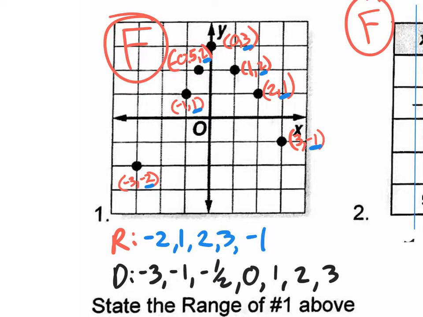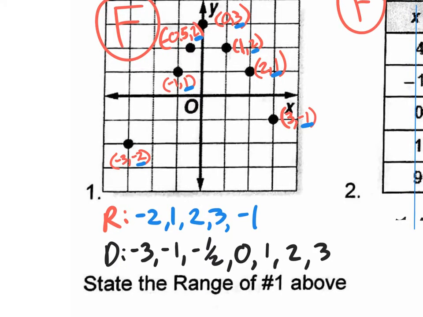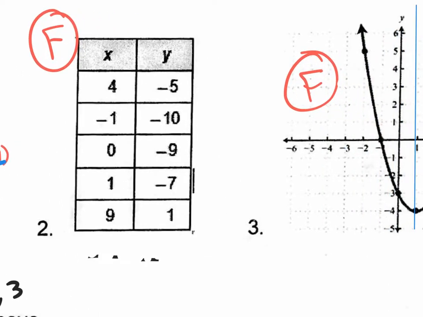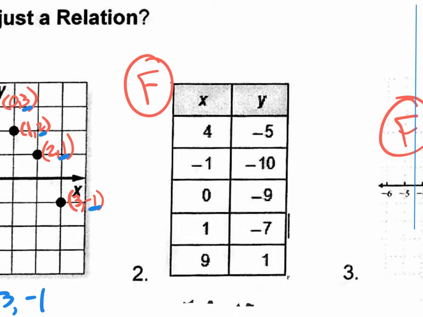The domain's the input, the y is the output. Okay, what if I asked you for the range on this xy table? What would you say? Negative 5, negative 10, negative 9, negative 7, 1. Okay, cool.